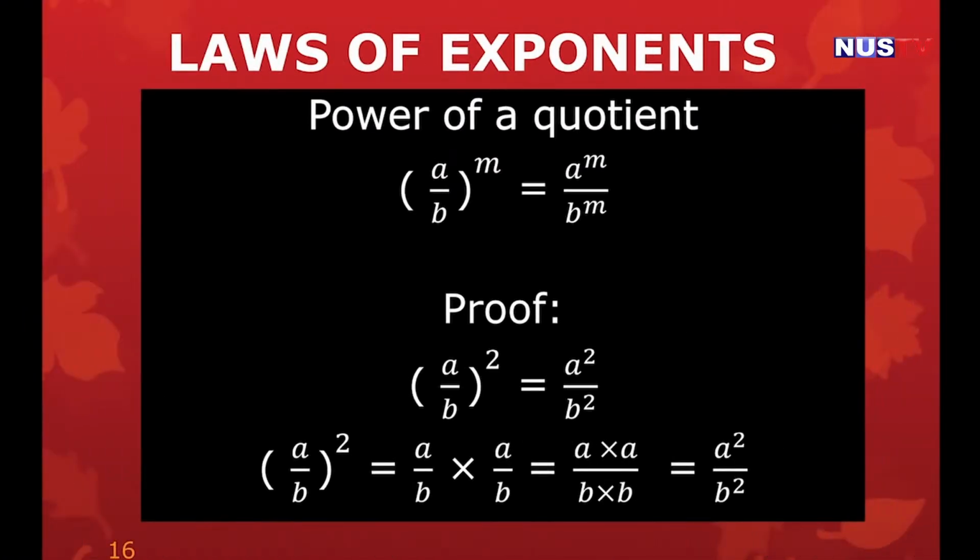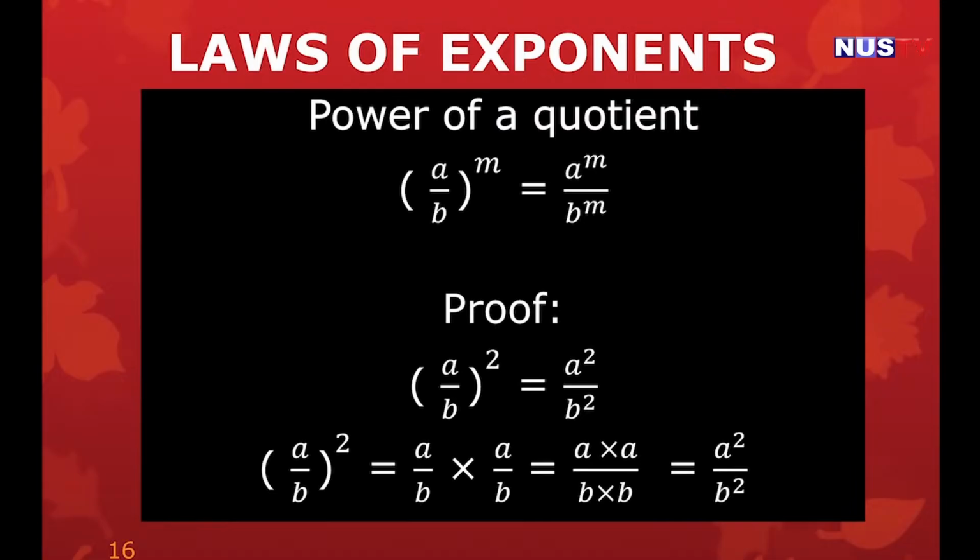Let's have a look at our next law of exponent. It's called power of a quotient, just like we did for multiplication. So if you have a fraction a over b, and outside the bracket is a power m, it's the same as having a to the power of m divided by b to the power of m. Now, remember, the same power applies to both a and b for the bracket. For example, a over b to the power of 2 is the same as a to the power of 2 divided by b to the power of 2.